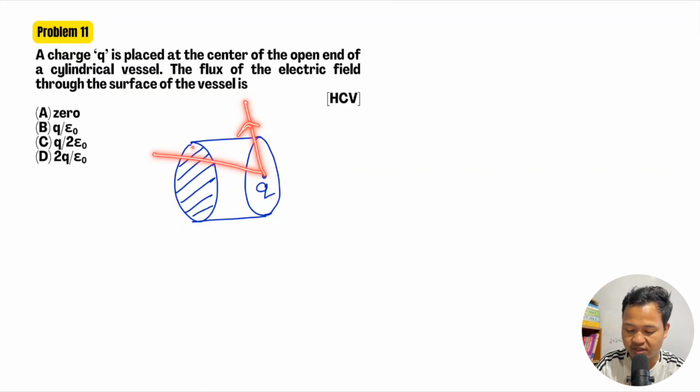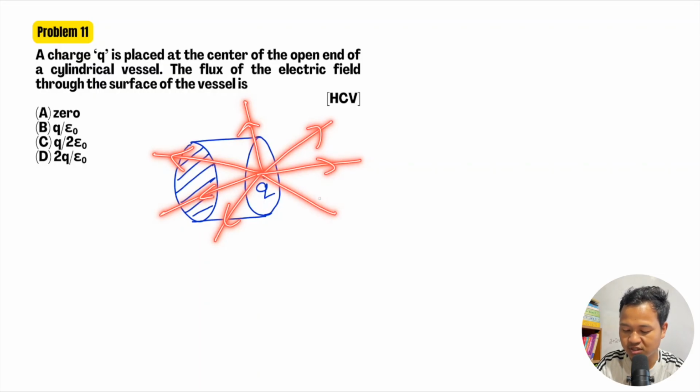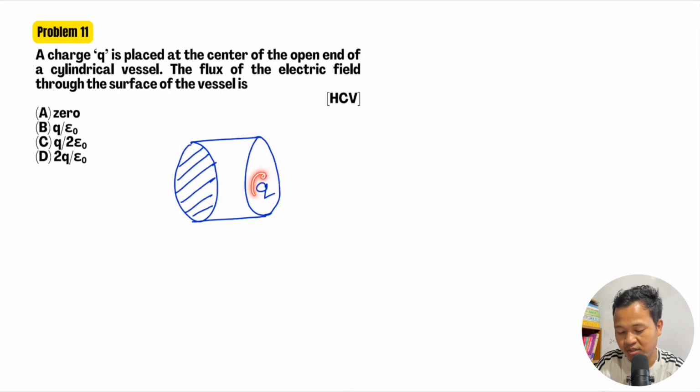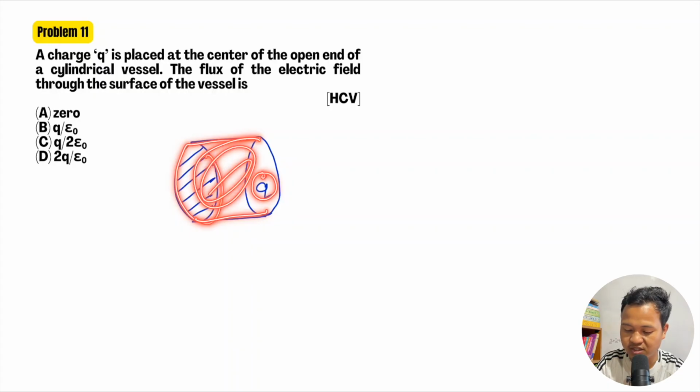Whatever electric field is coming will pass through all of this. To find the flux due to this charge directly is very difficult, because you need the curved surface area and the circular surface area, and electric field into area would be very difficult. So we use a technique.